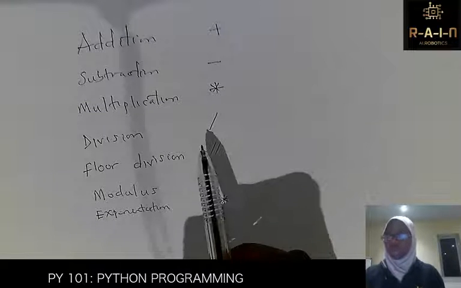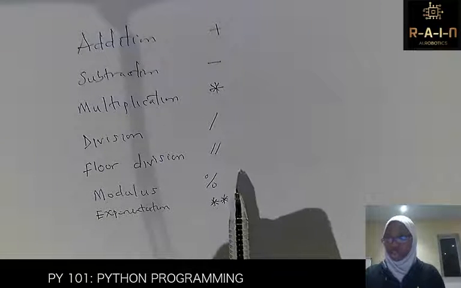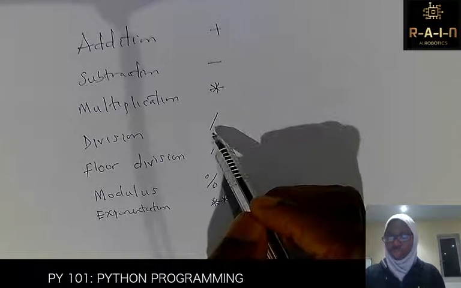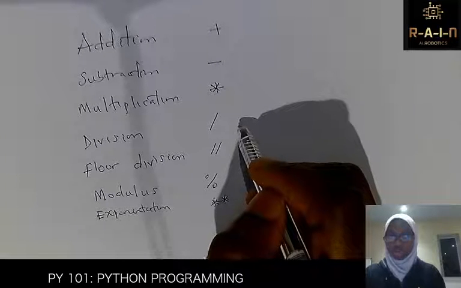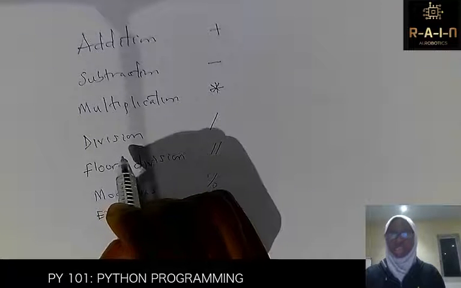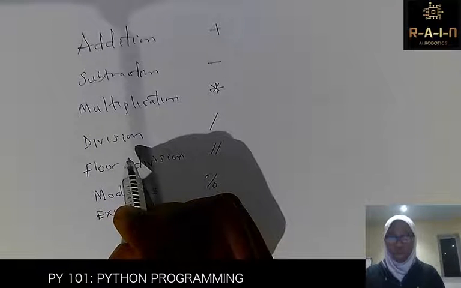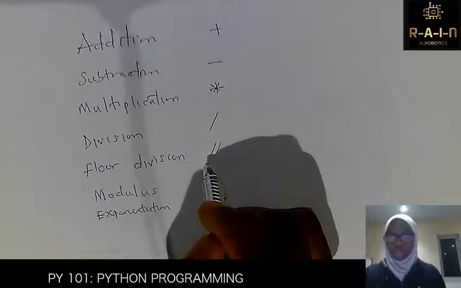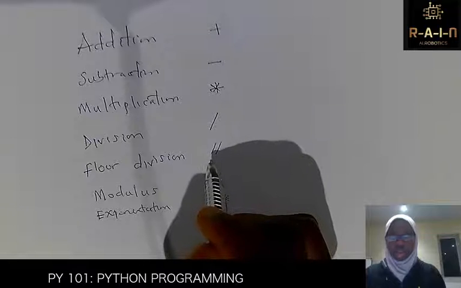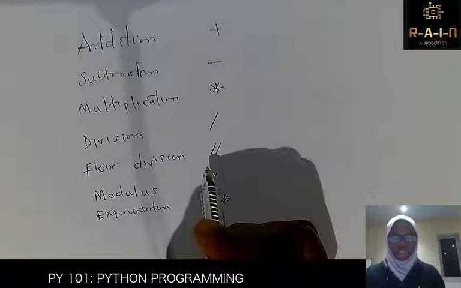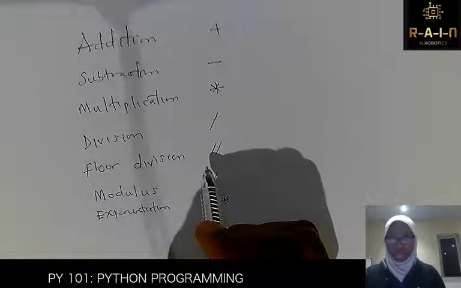Now, let me explain what division, floor division, and modulus are. So the division, the one with a single /, always returns a decimal number as a result. It means that it's going to divide the numbers and give you the answer as a decimal. But floor division gives you the answer as a whole number. If there's any remainder or decimal part, it's going to truncate it. It gives you just the whole number.